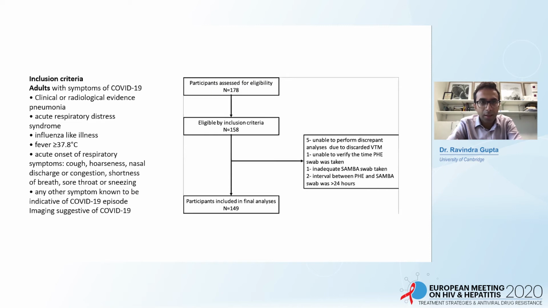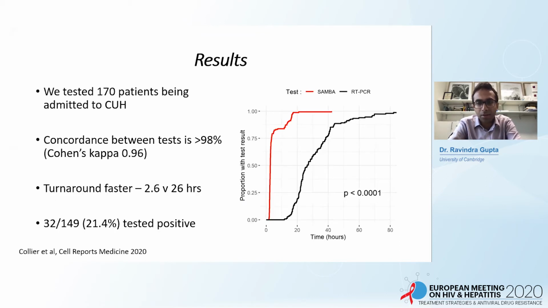So in this study, the inclusion criteria were adults presenting with symptoms of COVID-19. They could have had clinical or radiological evidence of pneumonia, acute respiratory distress syndrome, a temperature of greater than 37.8, or an influenza-like illness, or any respiratory symptoms with acute onset. And later we adapted the inclusion criteria to include anosmia and other suggestive features of COVID-19 as they arose. So in the study, we assessed 178 patients for eligibility, and 158 of these met eligibility criteria, and 149 of these were included in the final analysis. Of course, this was carried out during the first wave.